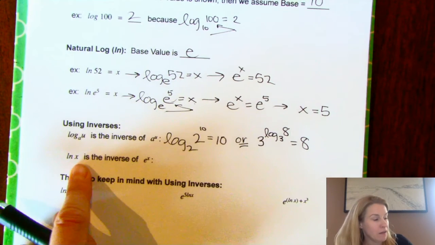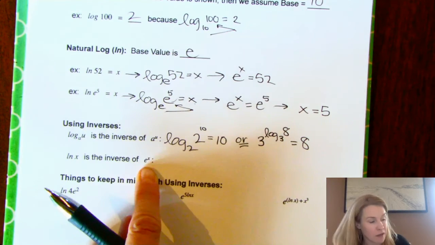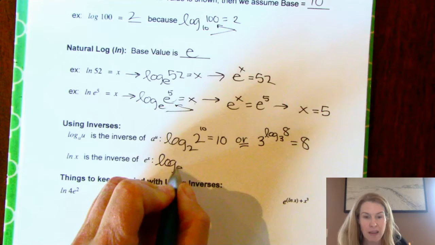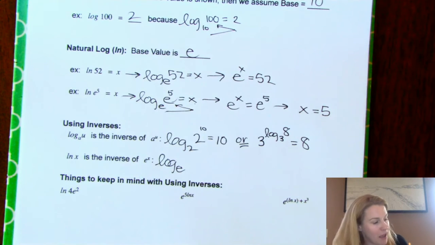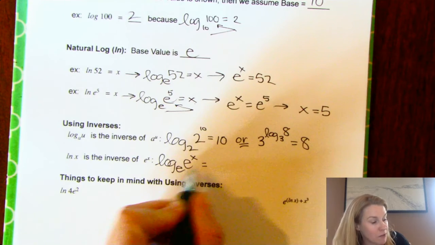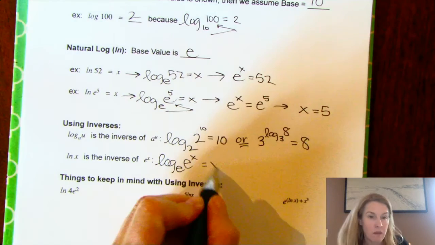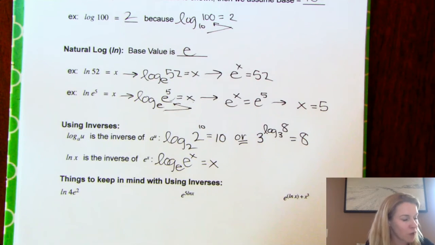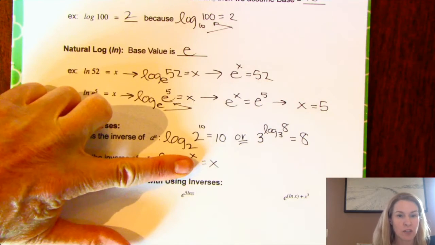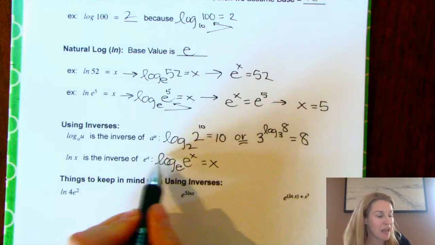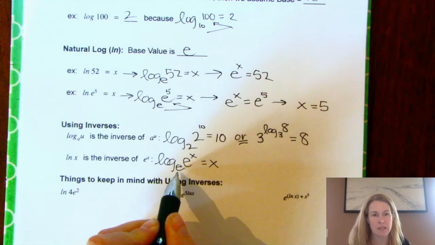Likewise, ln of x is the inverse of e to the x. So ln, I'm going to write it though as log base e, just to make it really explicit here. Log base e of e to the x, again, e to what power gives me e to the x power? X. So some people think of this as sort of canceling. The log base e and the e sort of cancel each other out to give you the x. And again, I probably should have written this as ln, but I wanted you to remember the base there.